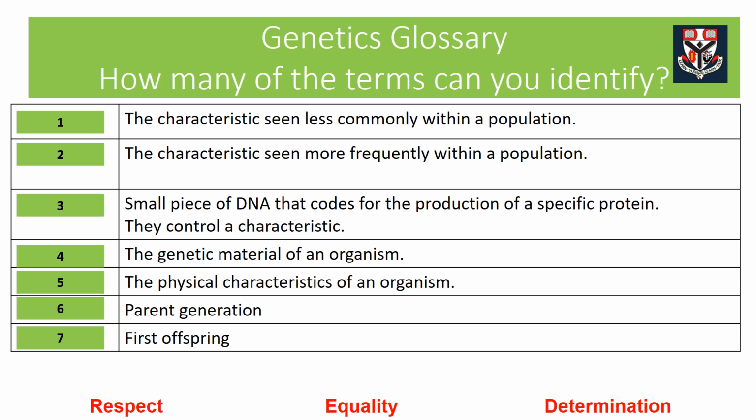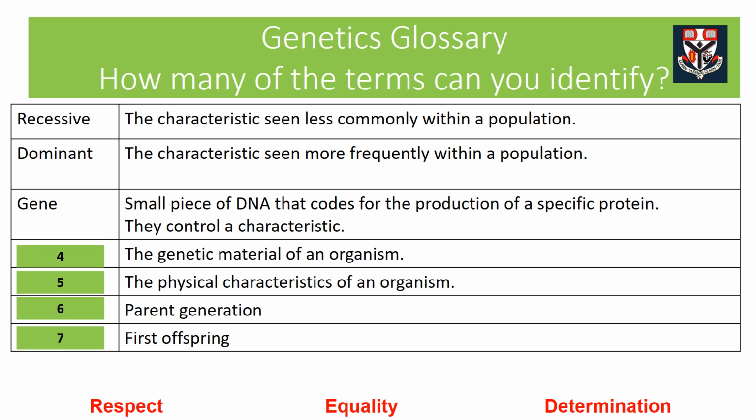Here we have the opportunity for you to explore some of the genetics glossary terms that we've covered so far. We have 7 terms. How many of these terms can you identify? Number 1 should be recessive, the characteristic seen less commonly within a population. Number 2 is dominant, the characteristic seen more frequently within a population.